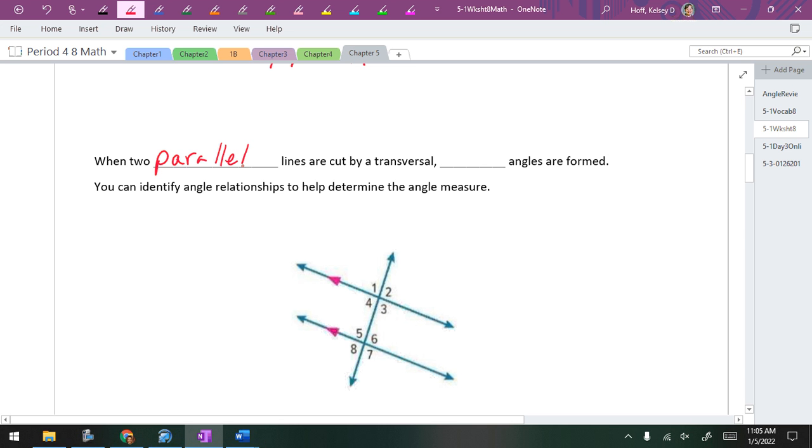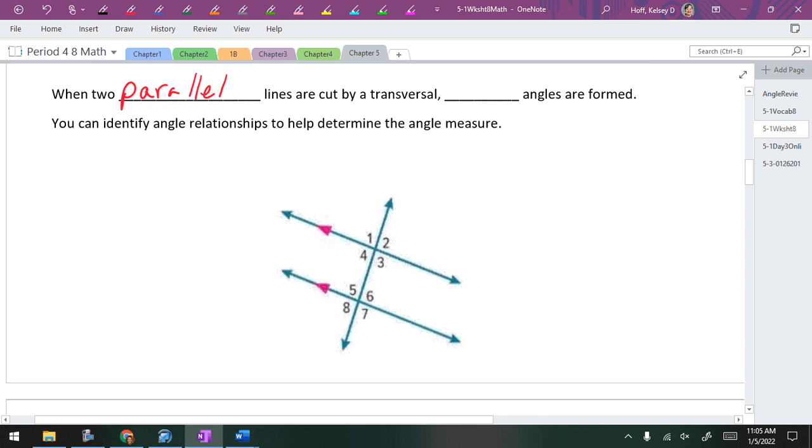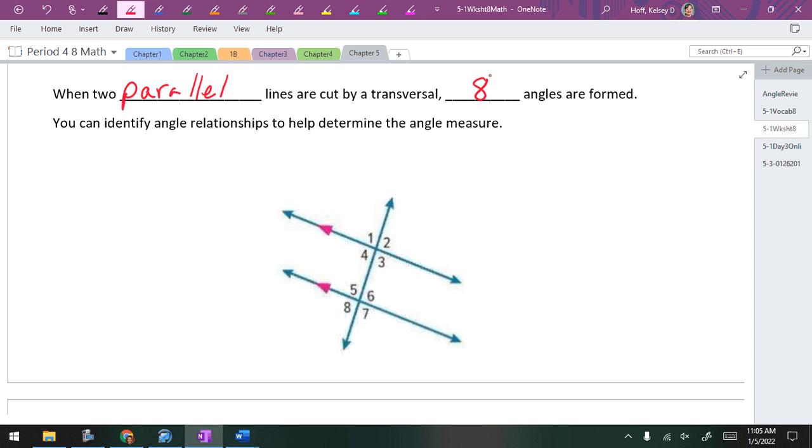When two parallel lines, P-A-R-A-L-L-E-L, are cut by a transversal, how many angles are formed? 8. So this diagram shows you a transversal, remember, slices 2 or more lines. When it slices 2 lines, you end up with 8 angles every single time. Now the numbers are different, like up above we used 9 through 16, or they're in a different order. We can use angle relationships to find all of the missing degrees. If you give me one of those angles, I can tell you all of the other 7.